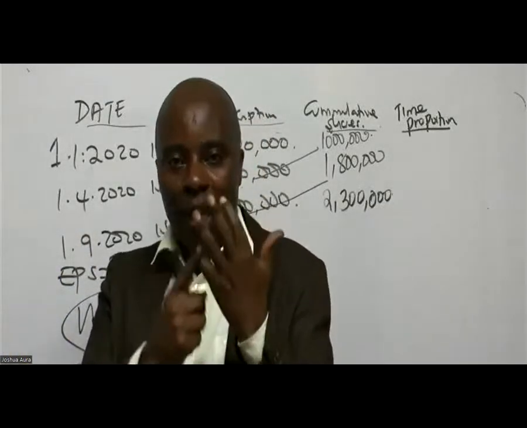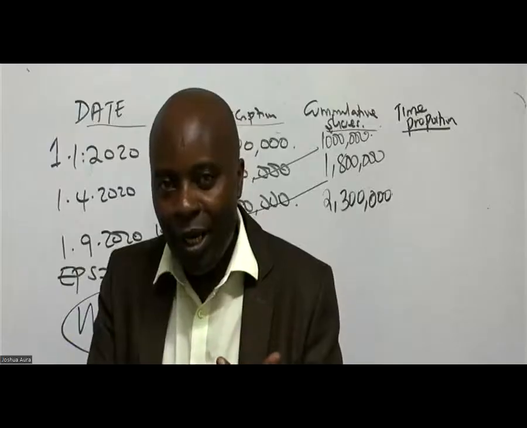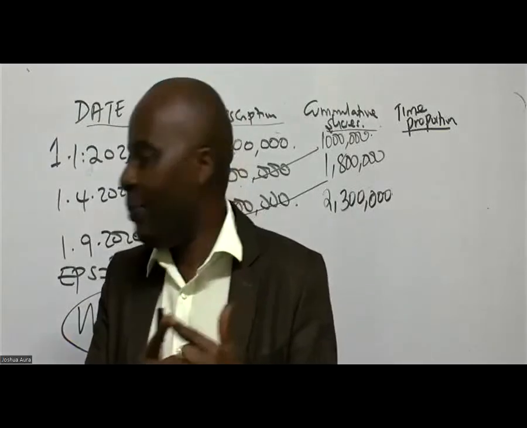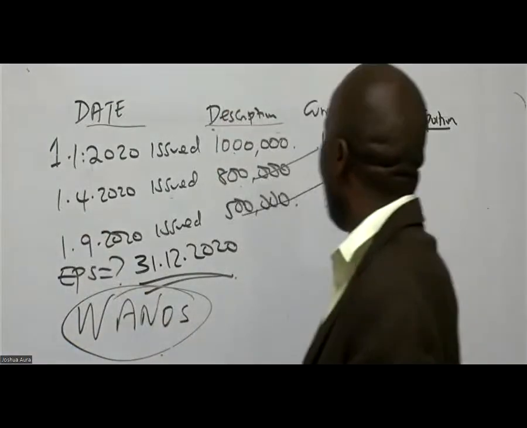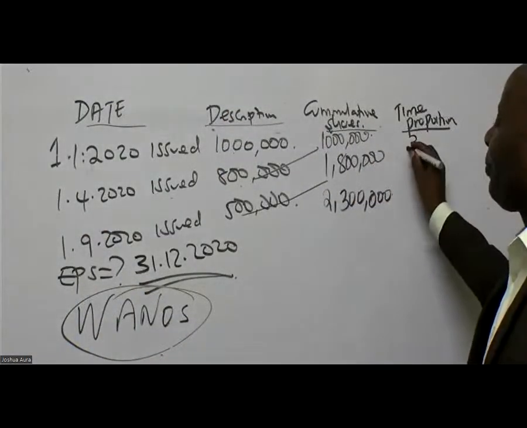So you count. We have January, we have February, we have March. Don't count April, because April, we were just beginning there. So here we have got how many months? Here we have got 3 months.